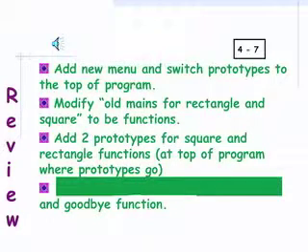Now you will need to add the new menu and switch prototypes to the top of the program with the other function prototypes. Then you modify the old main programs for rectangle and square so that they are now functions. They too must have prototypes at the beginning of the program. Then make sure that you only have one common use function such as go again or goodbye in the new program that's fully defined at the bottom.